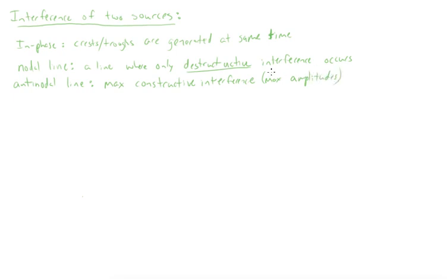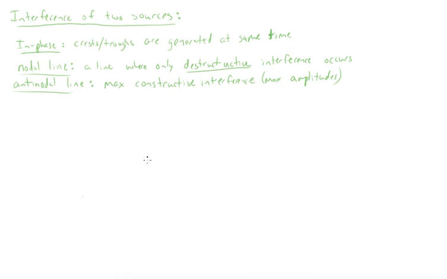Of course it's not always at a maximum, because as a wave passes through, sometimes it's down at zero, at equilibrium. But it's always a type of constructive interference that gives you the maximum amplitudes that you can possibly have. So those are our three things we need to talk about first: in phase, nodal, and antinodal lines.